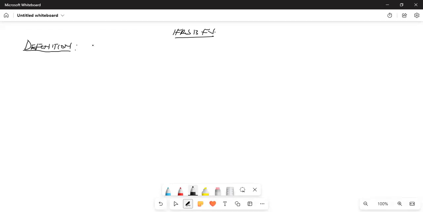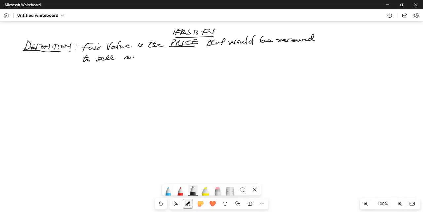When we say fair value, fair value is the price. So the focus here, we have one thing: price. We will look into what the price is and how we get the price. So it's the price that would be received to sell an asset, or transfer a liability.